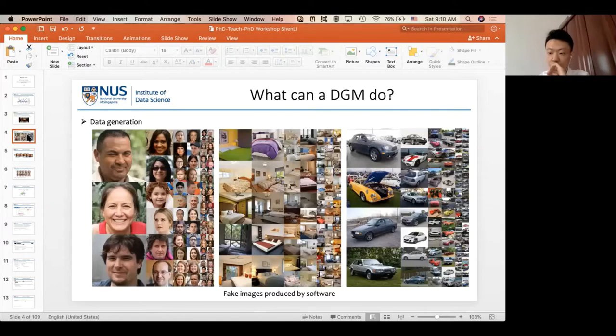So deep generative models have numerous applications in computer vision. The most important one is data generation. We can see the state-of-the-art models can actually generate amazingly authentic images in a relatively high resolution. So what you are looking at are all fake images produced by software. This is quite amazing that you couldn't even tell the difference, which one is real and which one is fake. Those are all fake images.